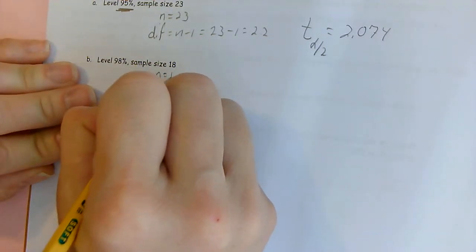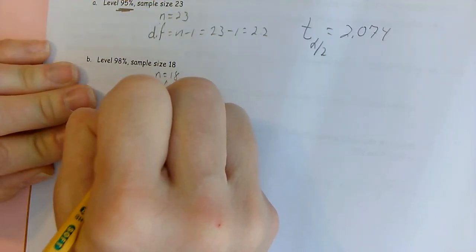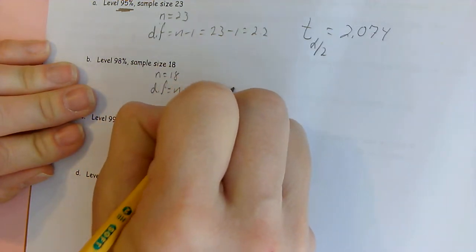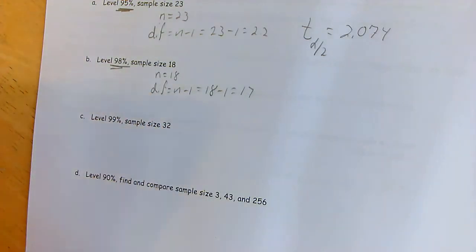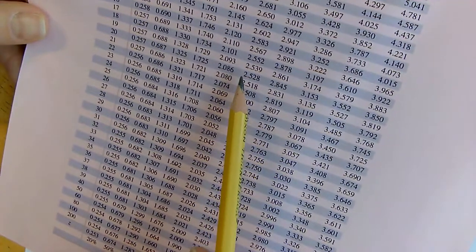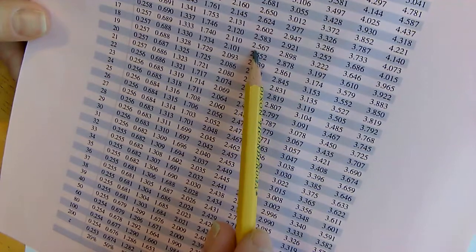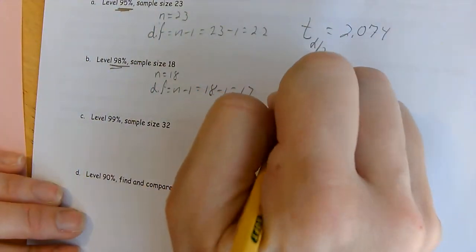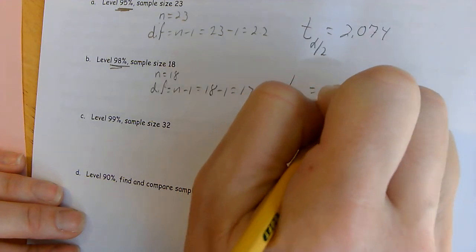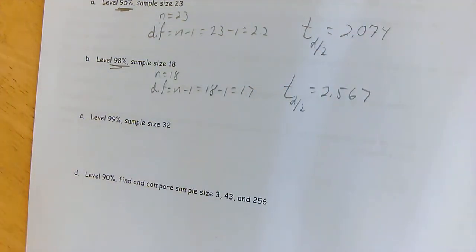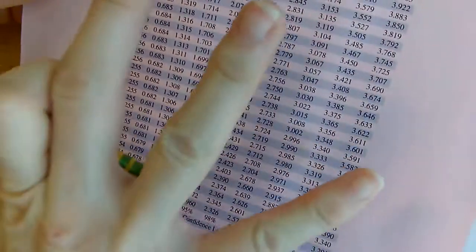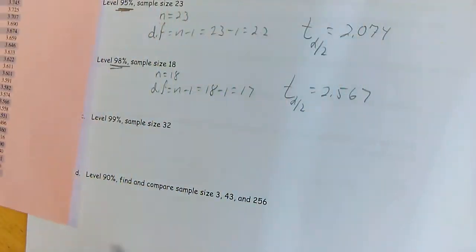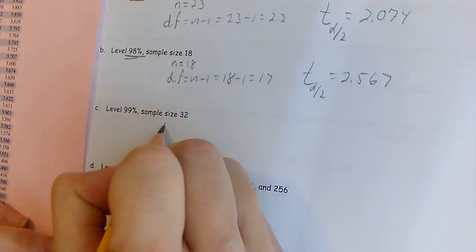Here, if my sample size is 18, my degree of freedom is going to be 17, one less than that. For 98% confidence, I'm going to go 98 and 17, 2.567. Now, for this distribution, you cannot use anything but these levels of confidence listed. We're restricted to this table unless you have technology, then you are not restricted to this table.